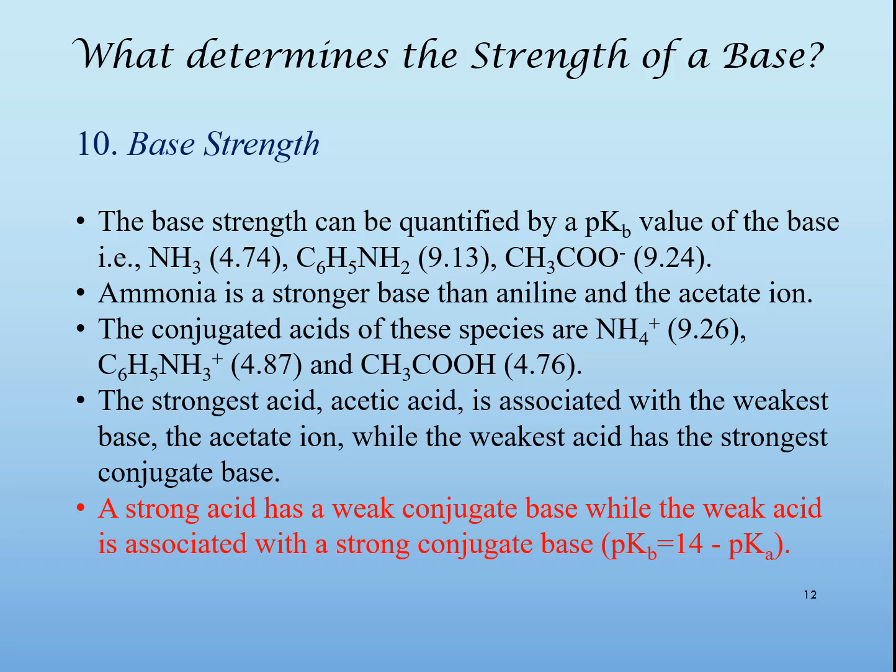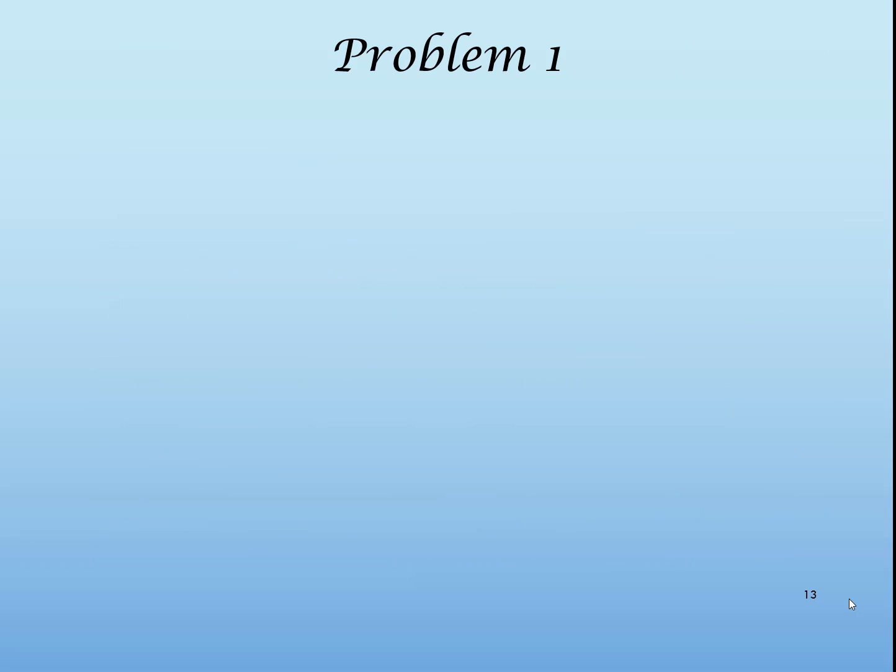We can actually express this mathematically: the pKb value of a base equals 14 minus the pKa value of the conjugate acid. Meaning, if the conjugate acid is a strong acid, the base is very weak, and vice versa. Let's look at a couple of examples.